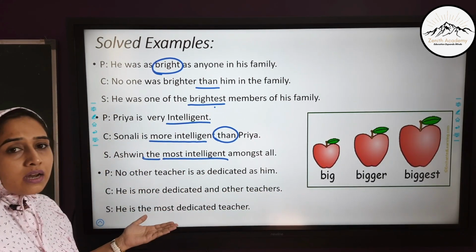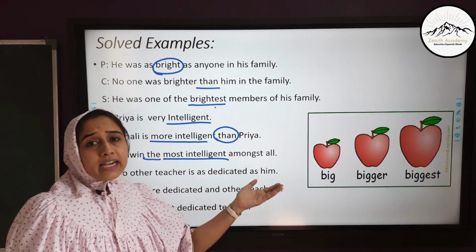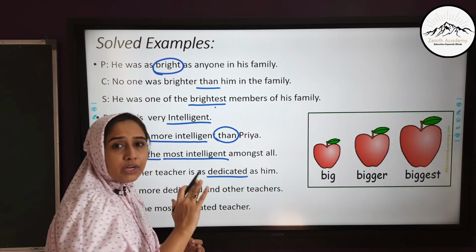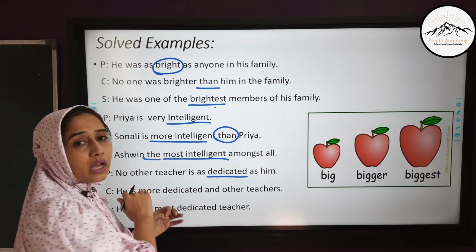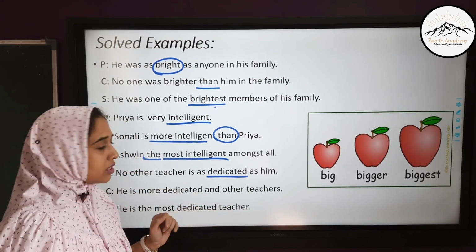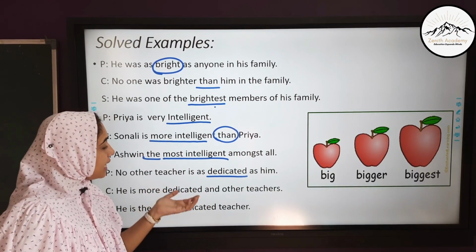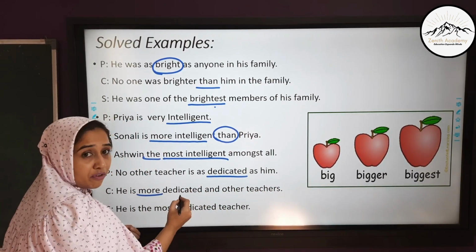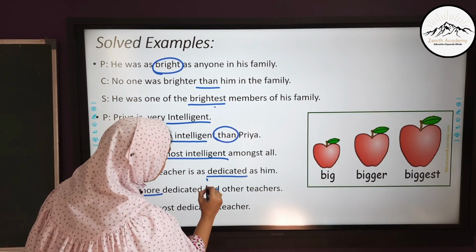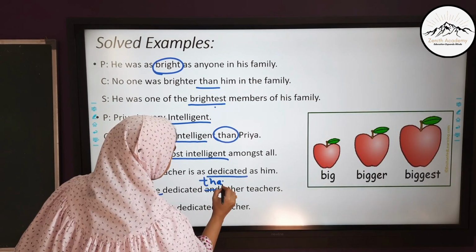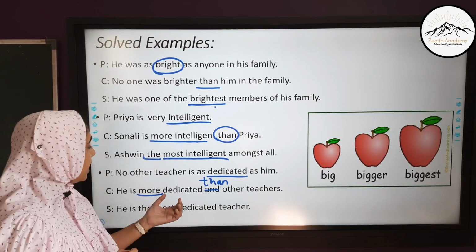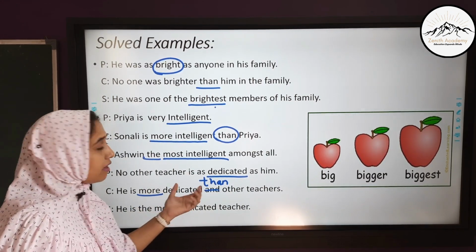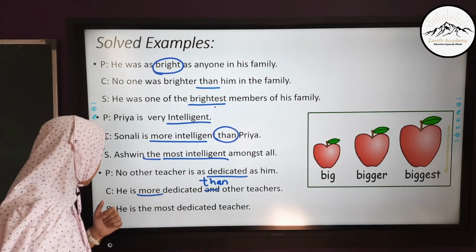The next one is: no other teacher is as dedicated as him. What we are trying to say here is that he is a very dedicated teacher. This is the normal positive degree, where we are talking about equality between the teachers. He is more dedicated than other teachers. Now more is added before dedicated and here we will use than. The comparative form of the word dedicated, more dedicated, will be followed by than.